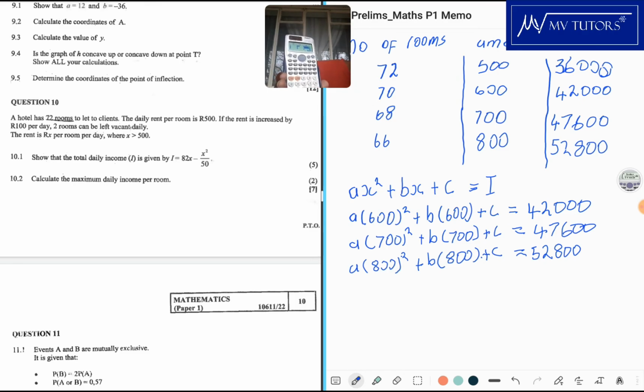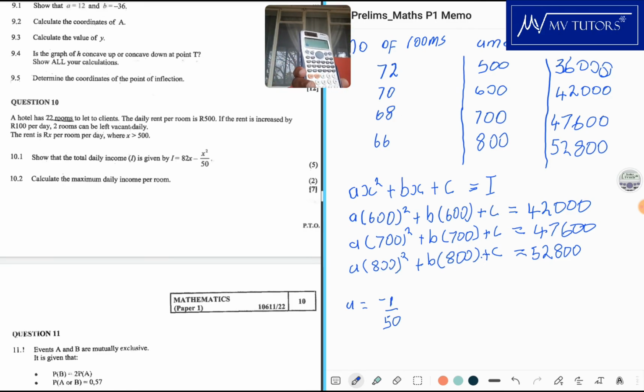Now you must put the next one, which is 700 squared equals, 700 equals, C is still 1, and that's 47,600 equals, takes you back. The last one, 800 squared equals, 800 equals, C is still 1, and then it's 52,800 equals. All right, and then you press equals once. It gives you the value of X, which is A in this case, even though it gives you X there. So it gives you A is equal to -1/50.